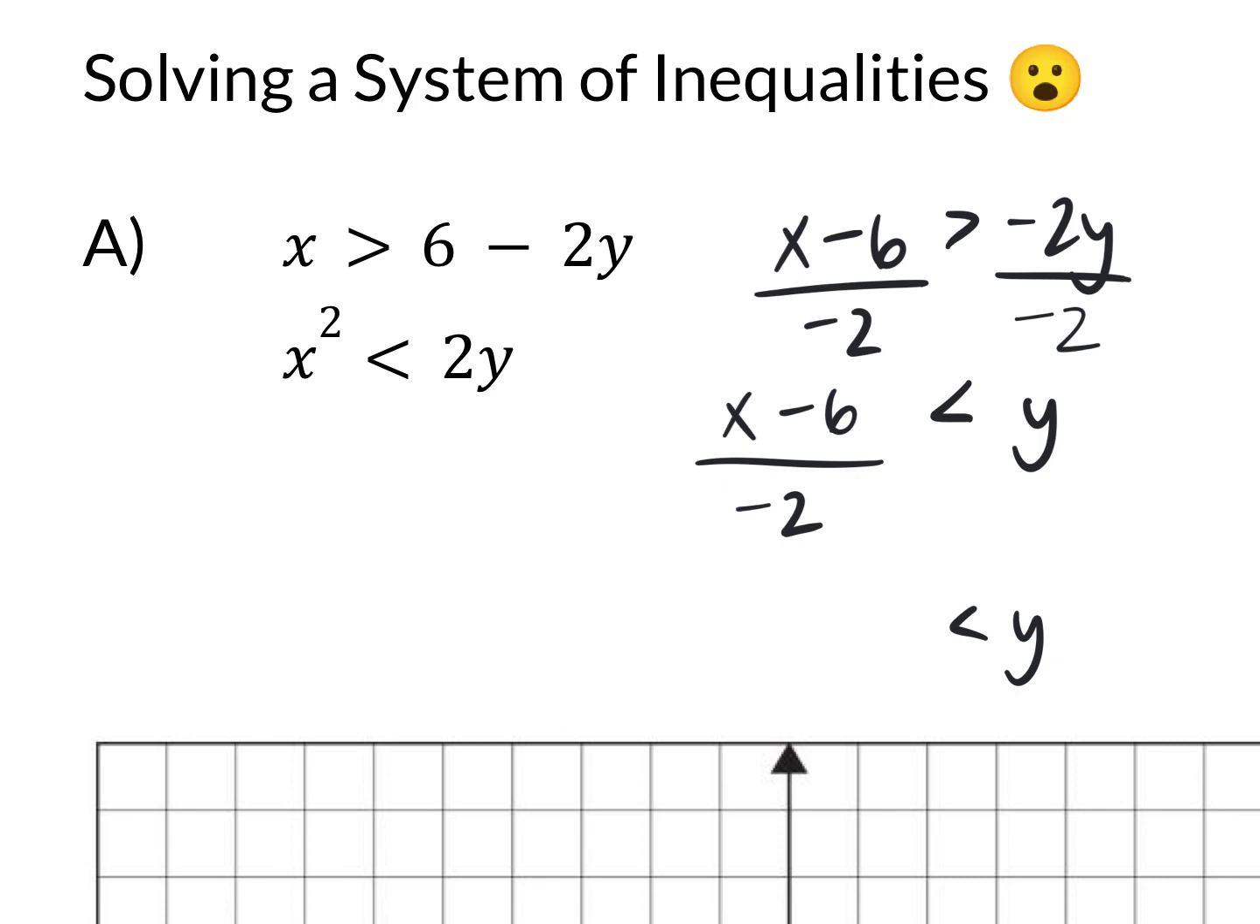And then I'm going to rewrite this in terms of a slope and a y-intercept, so it's easier to graph here. So this would be the same as negative 1/2 x plus 3, right?